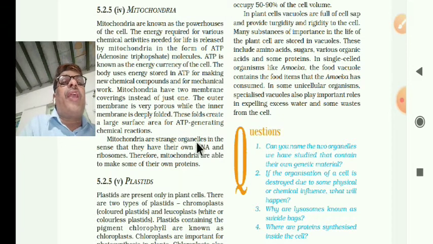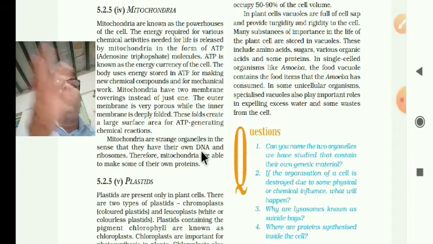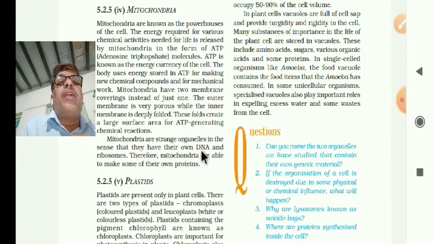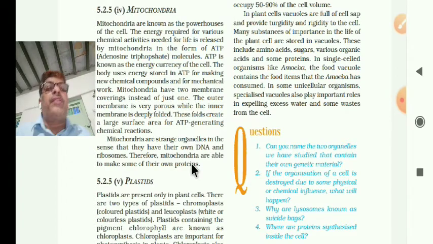Mitochondria are strange organelles. Compared to all other organelles, mitochondria are strange in the sense that they have their own DNA. Until now you knew that the nucleus has the DNA, proteins, and so on. And now you come to know that mitochondria have their own DNA and ribosomes. Therefore, mitochondria are able to make some of their own proteins.